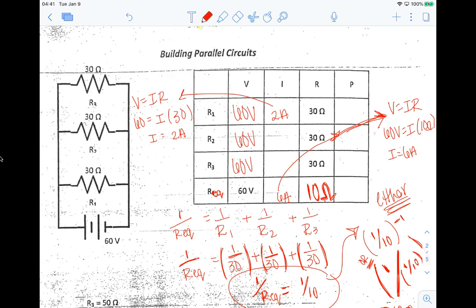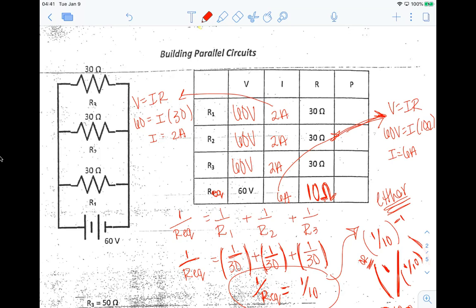Now, because all of my resistances happen to be 30 for this problem, I can skip the math, and I know that all of my currents have to be 2 amperes because my resistors are all the same. Again, this is solely for this problem. The numbers happen to work out this way. It will not always be equal. You do have to do the math.